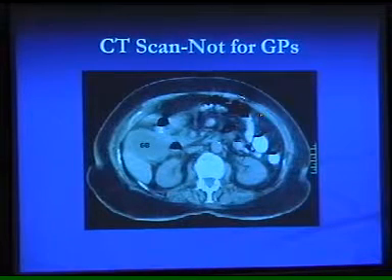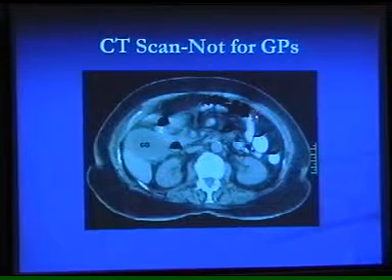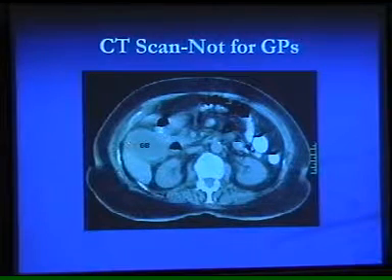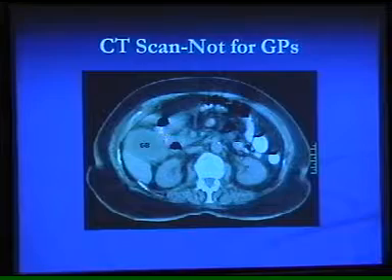The other thing you can do is a CT scan, but ultrasound is a cheap and very effective way, so usually CT scan is not done, but here you can see that the gallbladder is distended with thickened walls.